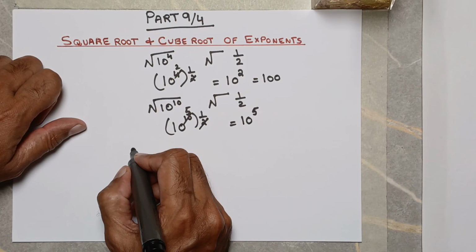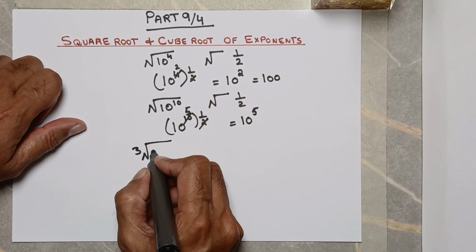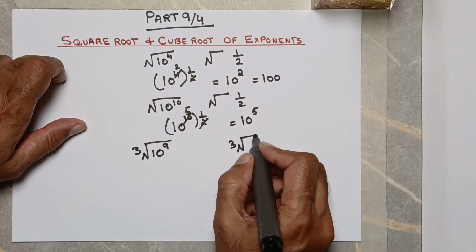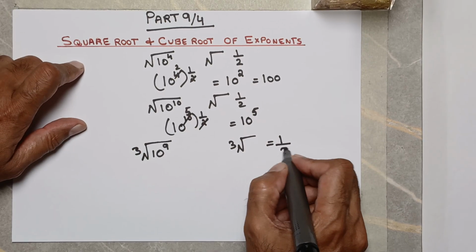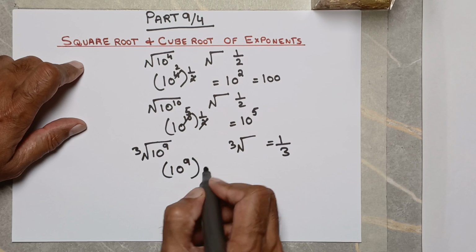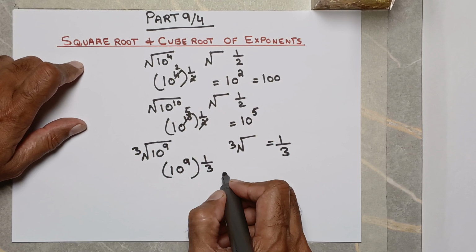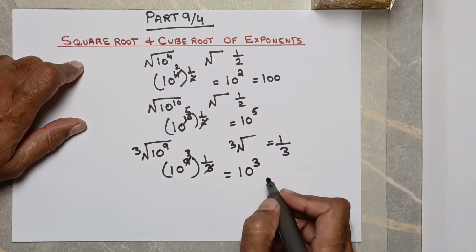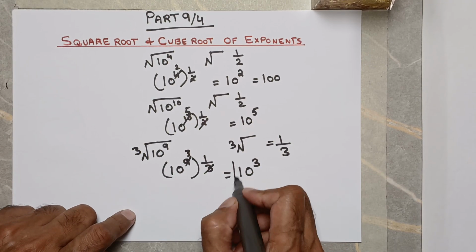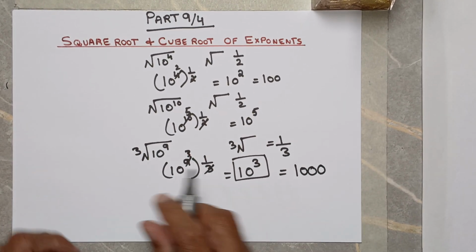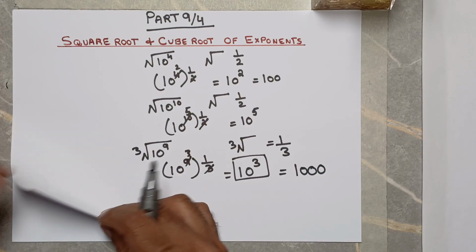Suppose that we are asked to find the cube root of 10 raised to the power 9. Now the value of a cube root is equal to 1 by 3. So we will first write 10 raised to the power 9 within the parentheses, and outside we have 1 by 3, and what we are left with is 10 raised to the power 3. Now this is your answer, or you can write it simply as 1000. This is your final answer. Now let me change the page before we move on to another interesting problem.